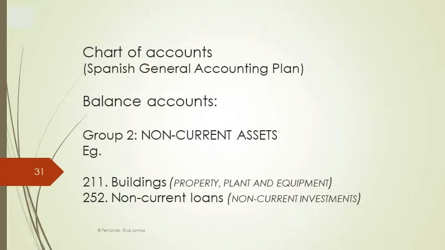Examples of Group 2 non-current assets are, for instance, the account 211, buildings, a kind of property, plant and equipment assets, the permanent productive structure of a company, which includes subgroups 21, 22, and 23. The account 252, non-current loans, is an example of long-term financial investment originated by loans to third parties.